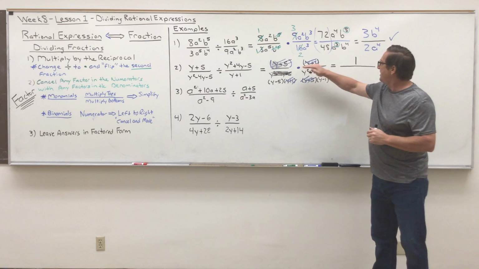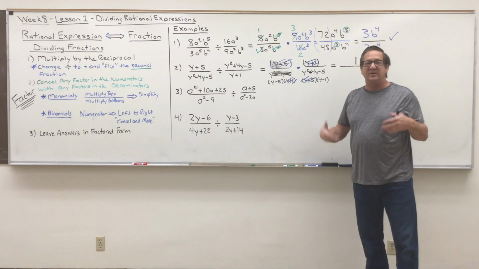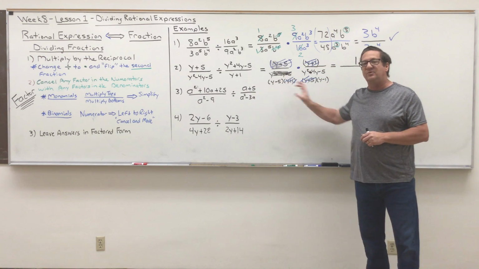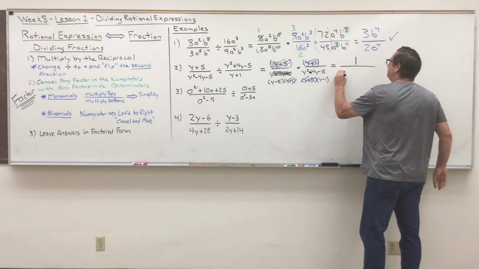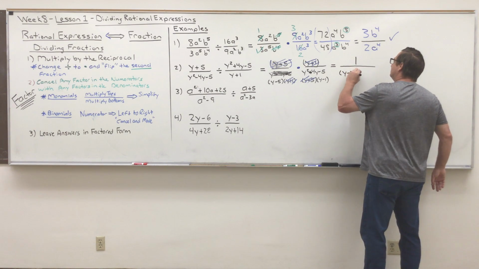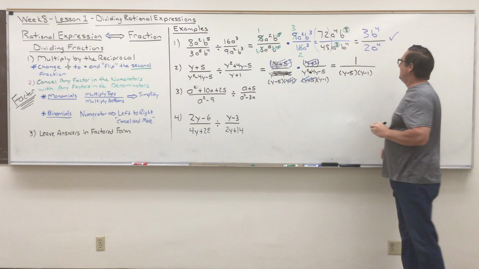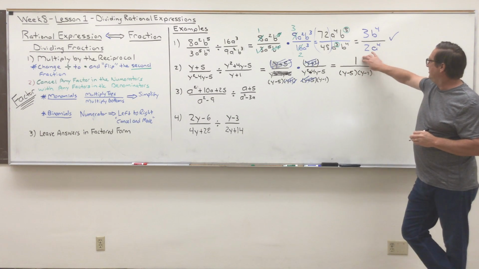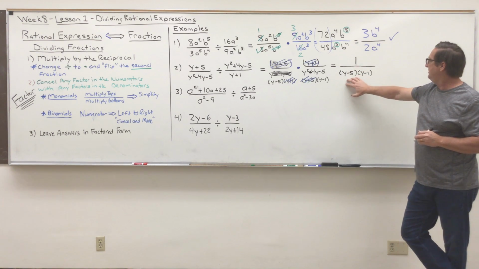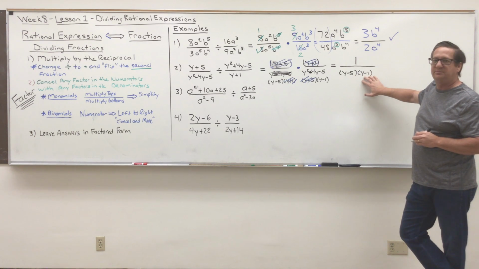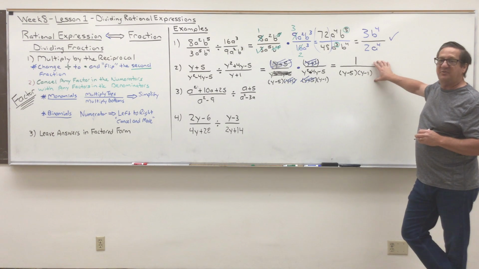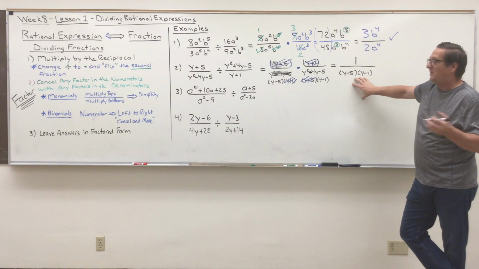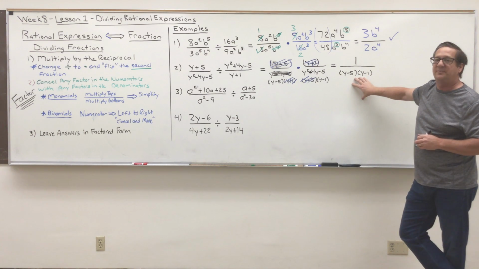And then as soon as we're done with the top, whatever's on the bottom we call the leftovers, and they simply move to your final answer. And so it would be 1 over y minus 5 times y minus 1. And this is the answer in factored form. This is how I usually let you just leave the answer.